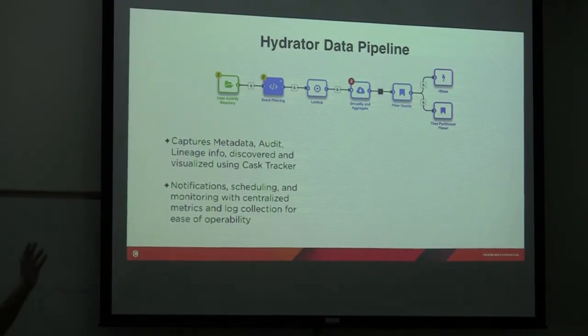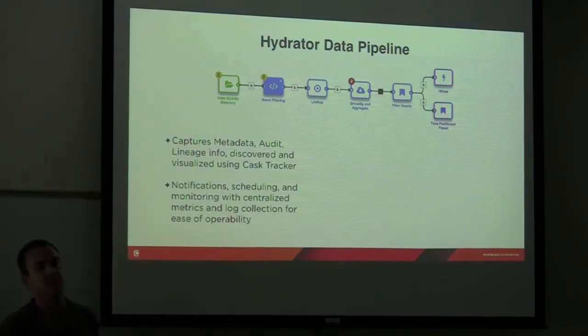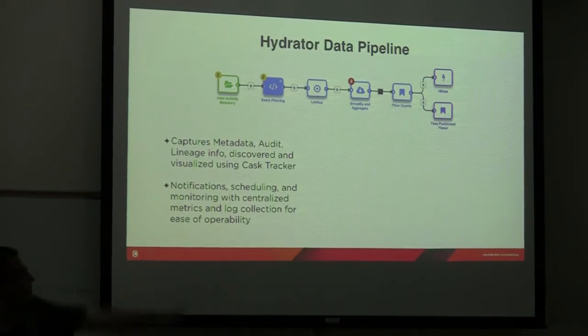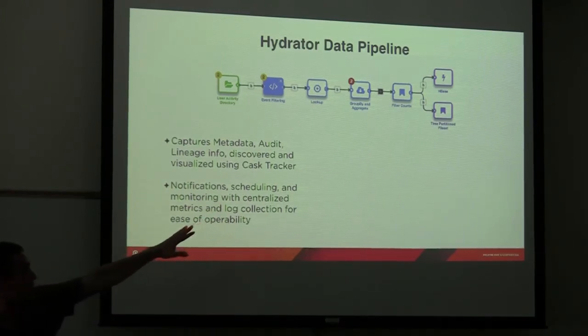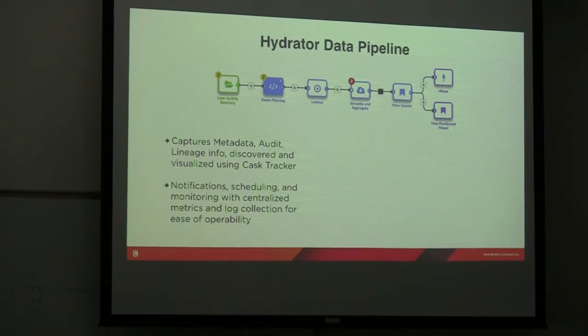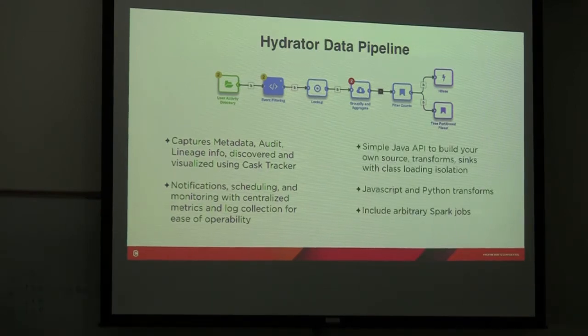It's like a DAG. Part of what Hydrator does for you is it automatically captures all the metadata, the audits, and the lineage information about these pipelines. Right? So I have this user activity directory over here, an HBase table, and a time partition file set. If I look at those HBase tables and time partition file sets, I'll actually see lineage back to this active directory. And you don't have to do anything, the framework does that for you. And you also have scheduling, centralized monitoring, metrics, log collections, really, really easy to operate these data pipelines.